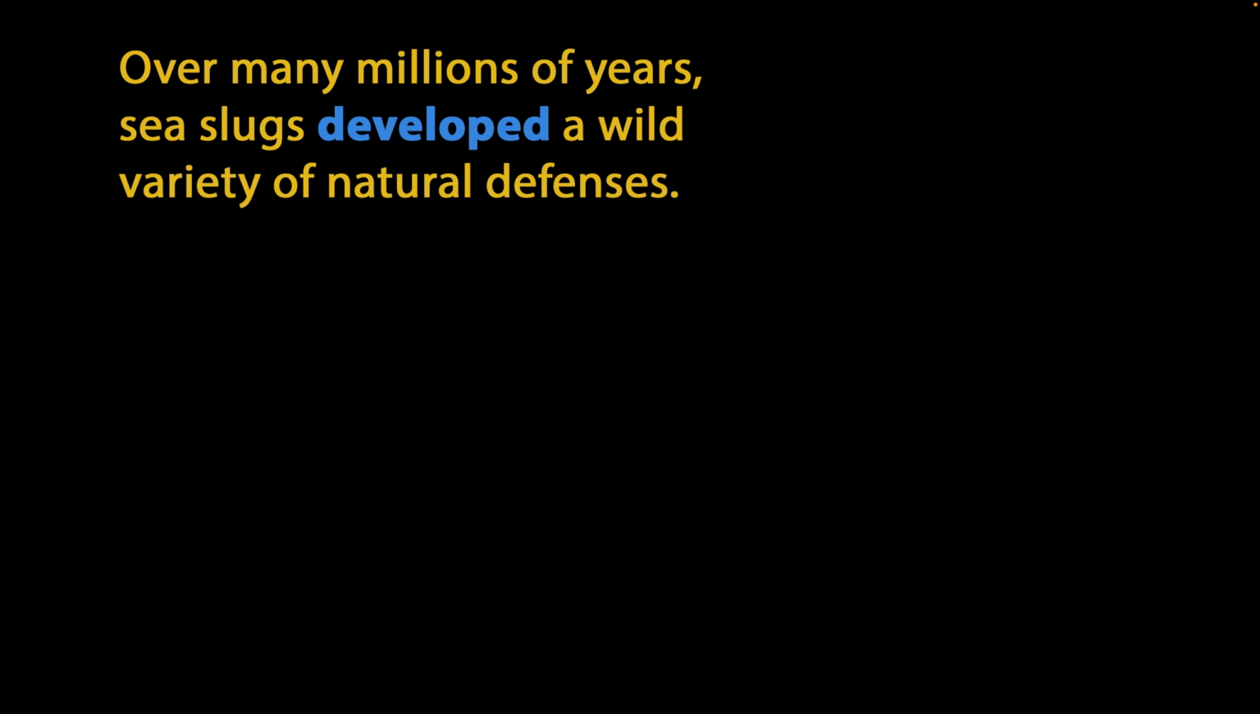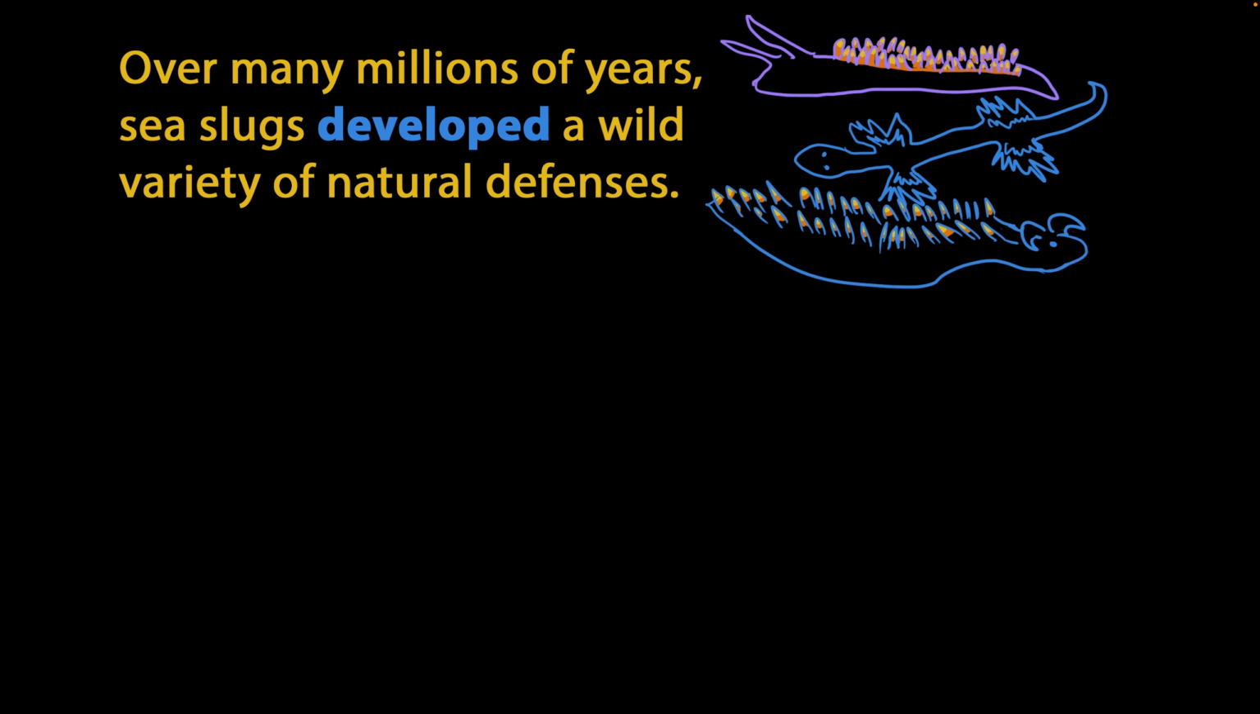Over many millions of years, sea slugs developed a wild variety of natural defenses. These defenses are so wild, y'all. Some of them eat jellyfish and steal jellyfish stinger cells to protect themselves with. What a strange technique to have evolved or developed. It has matured, it has become more advanced. Once, they were defenseless little sea slugs, but now they have jellyfish stingers in their tentacles.